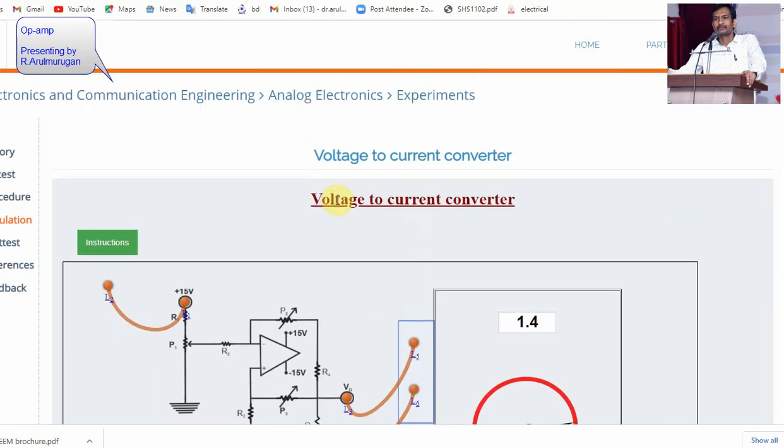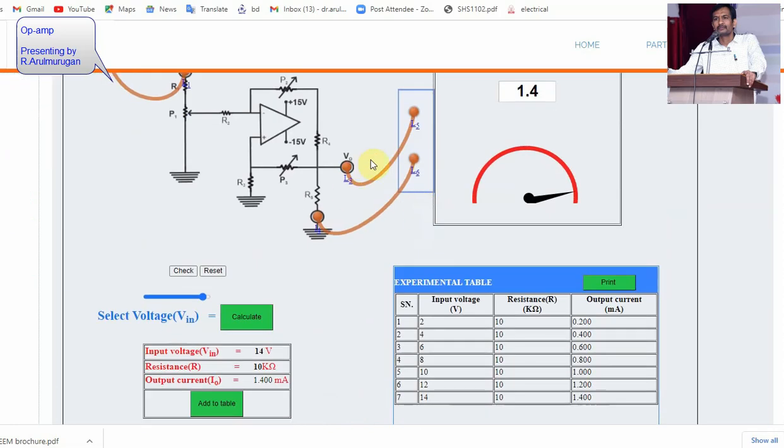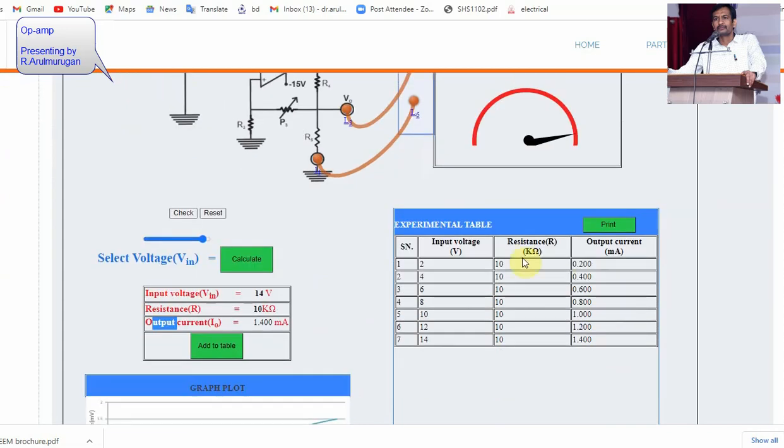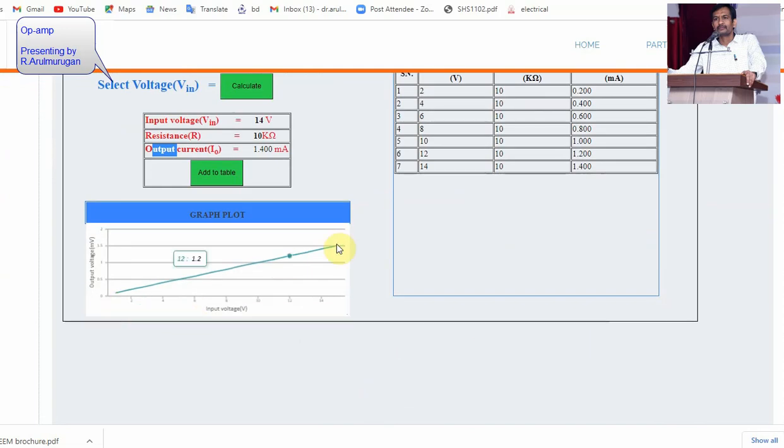So the voltage signal is converted into the current signal. That's why the output is a current. Output current I am going to measure. So what is my output current? This voltage signal is converted into a current signal and transferred over a long distance. Then this is the corresponding waveform, input voltage with respect to the output.